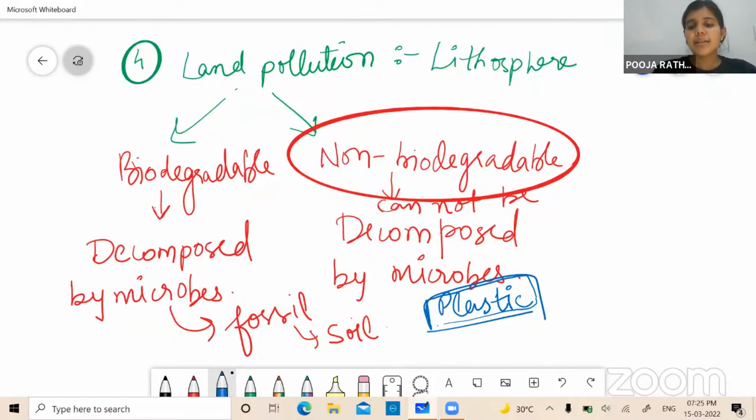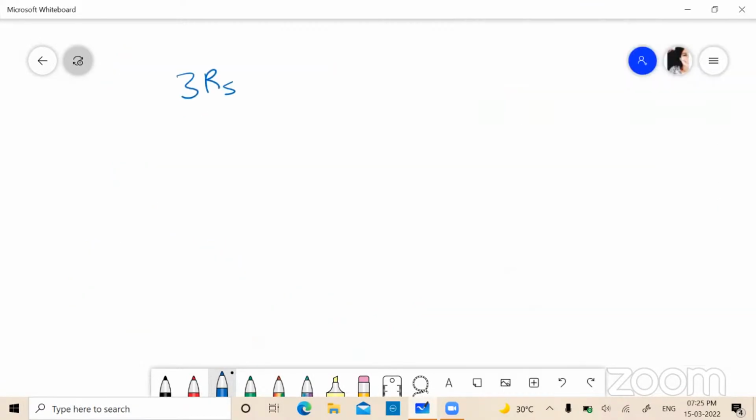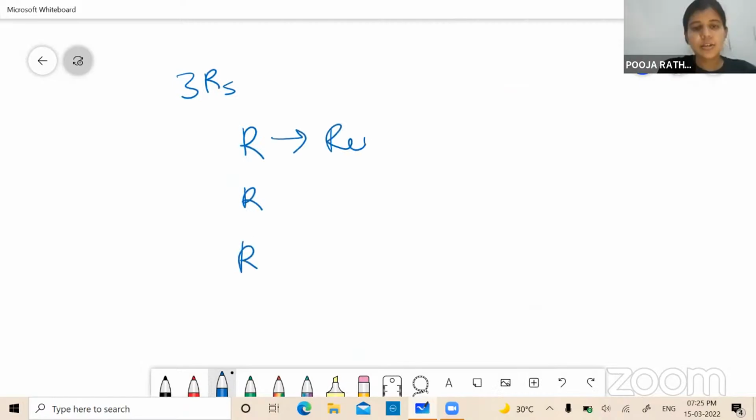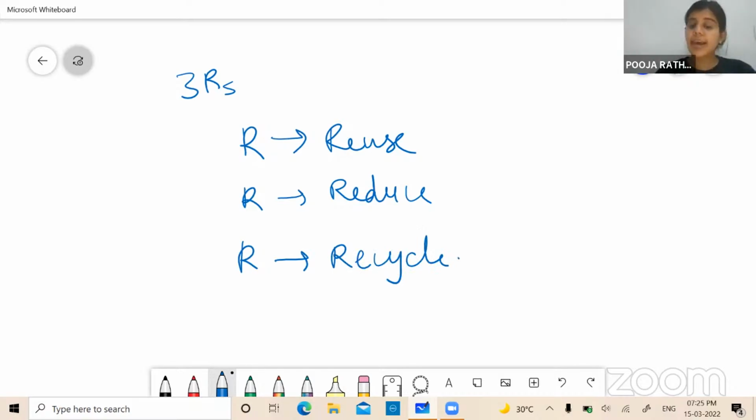Mainly for plastics, different R methods are used. Mainly 3 R's are used. Can you name the 3 R's which are used for plastic? Reuse, reduce, and recycle. Yes, these 3 R's are very helpful for plastic waste.